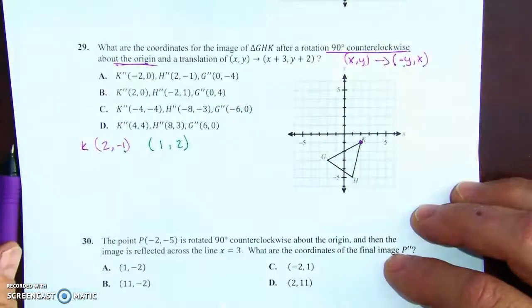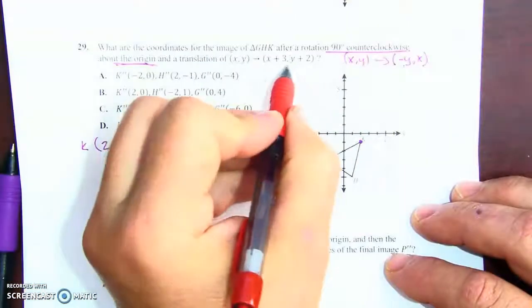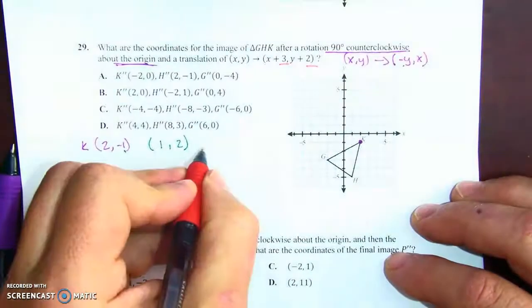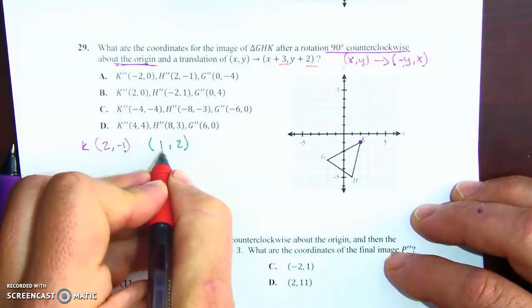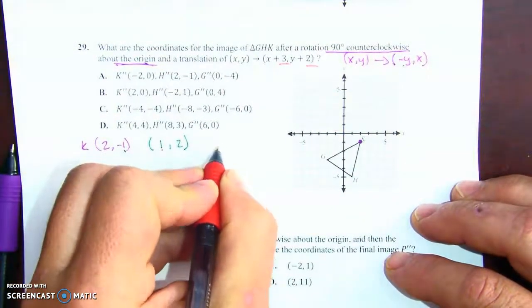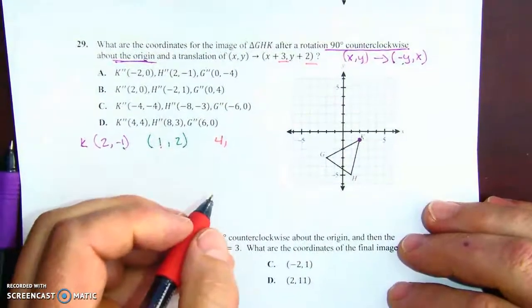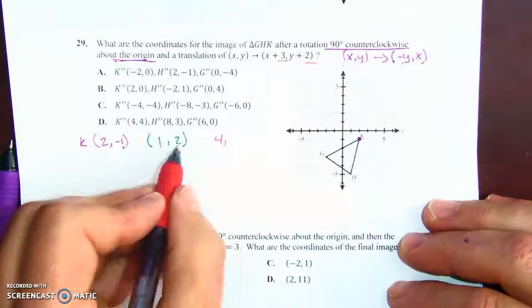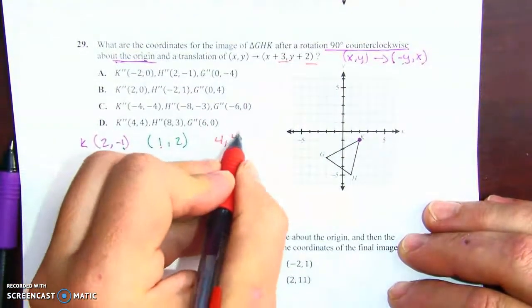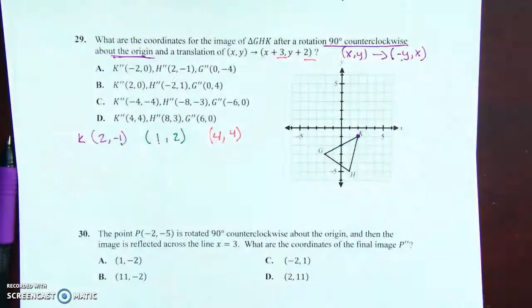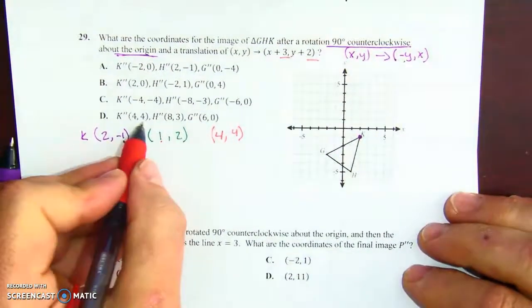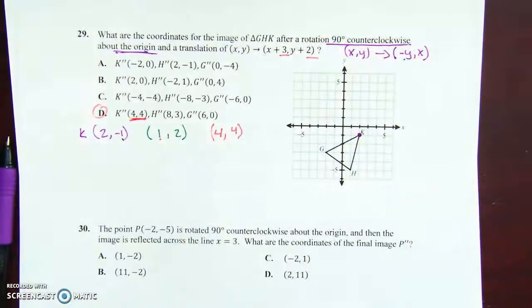Then it says, what are we going to do? We're going to add 3 and add 2 to it. So if we do that, what's 3 plus 1 is 4, right? And then we're going to add 2 to this one, which would give us also a 4. Okay? And then our answer in this case, we have 4, 4. So the answer for number 29 is D. Okay? All right, same thing going in here.